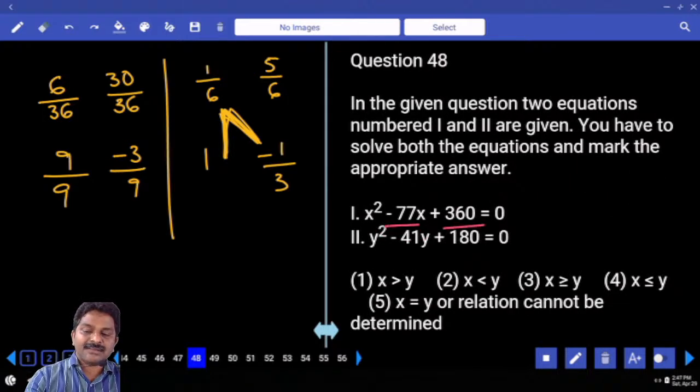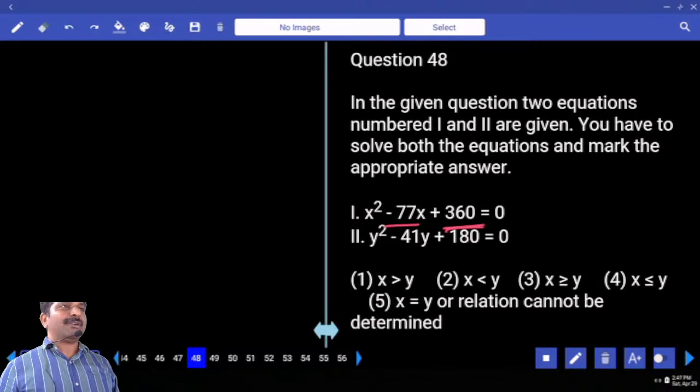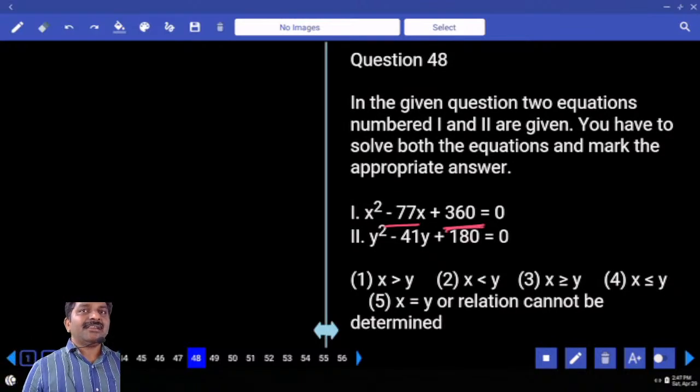360. Sum must be minus 77. Yes. So as I told you already in the previous case, check with 2 multiple, 3 multiple, 4 multiple, 5 multiple, 6 multiple, like that. 2 180s not possible. 3 120s no. 4 90s no.